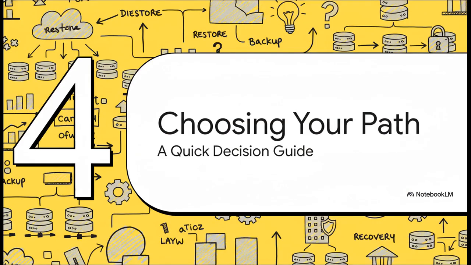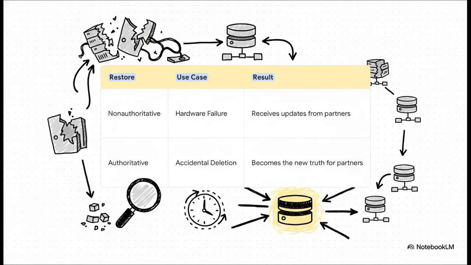So, you can see how there are a lot of little details that matter here. It's not just a single restore button. With all that in mind, let's just boil it all down into a super simple decision guide. This table right here sums everything up perfectly. You've got hardware failure, use the non-authoritative restore. Your goal is just to catch up.